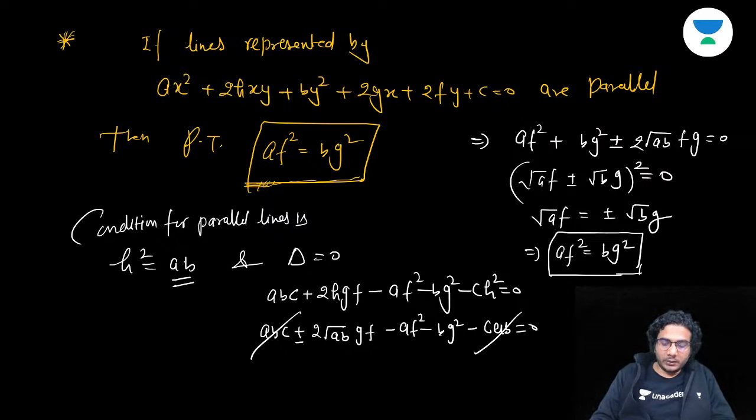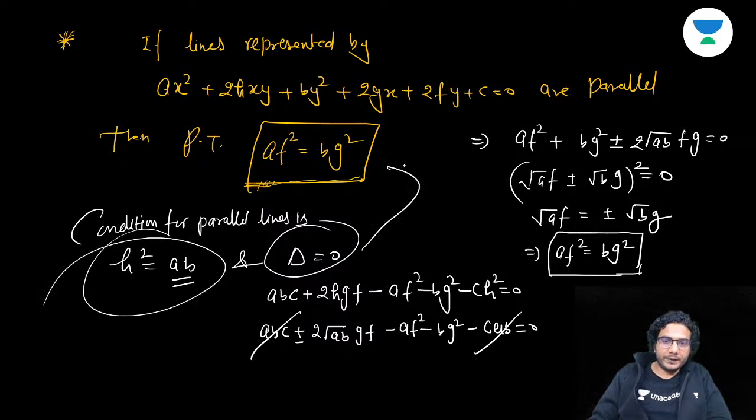This is not a result to remember. This is a question which they ask in objective form, so you can prove it easily. I'm not saying this to memorize it. Memorize only these conditions: delta 0, h square is equal to b. This you can prove easily. Got it now?